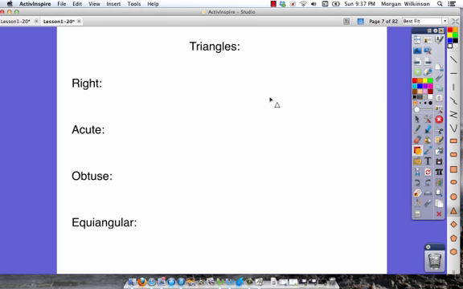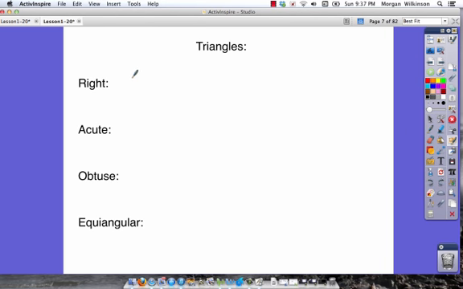Okay, now when we move on to triangles, we've got several different types of triangles. Our first one is a right triangle, and a right triangle has one 90-degree angle. So it's going to look something like this. Again, pictures work very well to show each of these definitions.